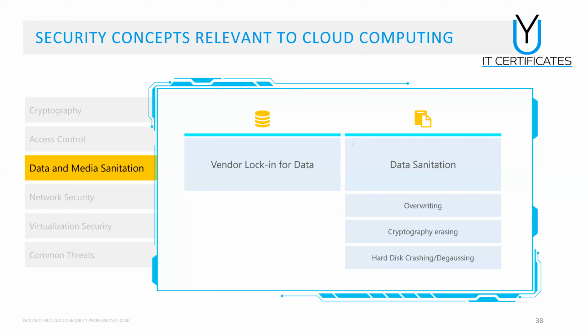The other method is cryptographic erasing. This is very easy. Encrypt the data, destroy the keys. Thank you very much. No one will be able to recover this data. And again, this is a very effective method in protecting your data, or data sanitization, in cloud service environments.